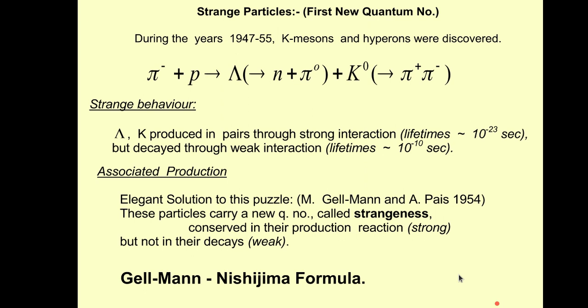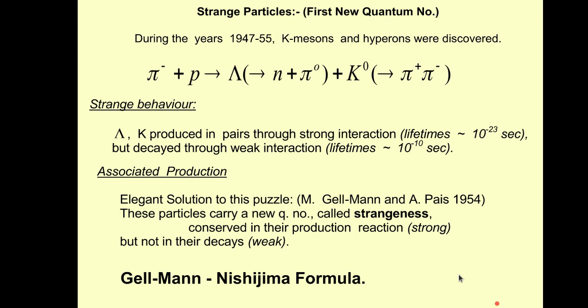For example, here when a pi meson was collided with a proton, it's pi minus, so the overall combination is neutral. Around 1947 and 55, K mesons and hyperons were observed in such processes. So they kept on increasing the energy of the pi, and if we have sufficient energy, it can produce a lambda particle and a K0 particle. This name came later, but now we know that lambda and K0 are produced.